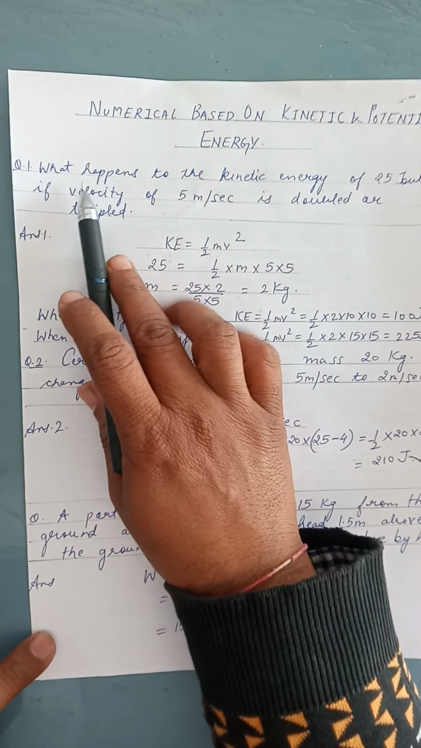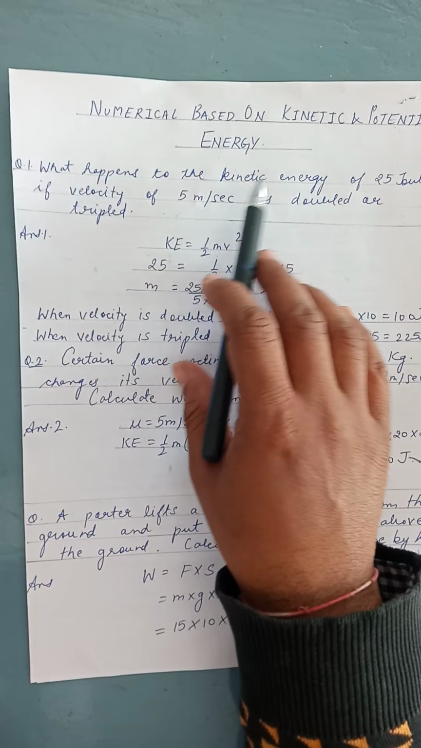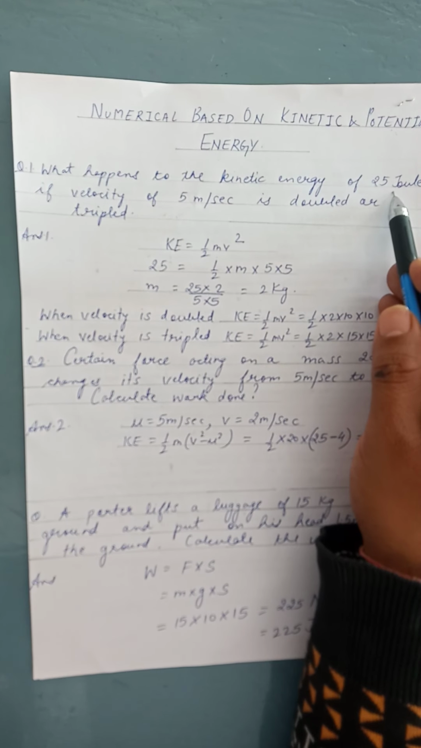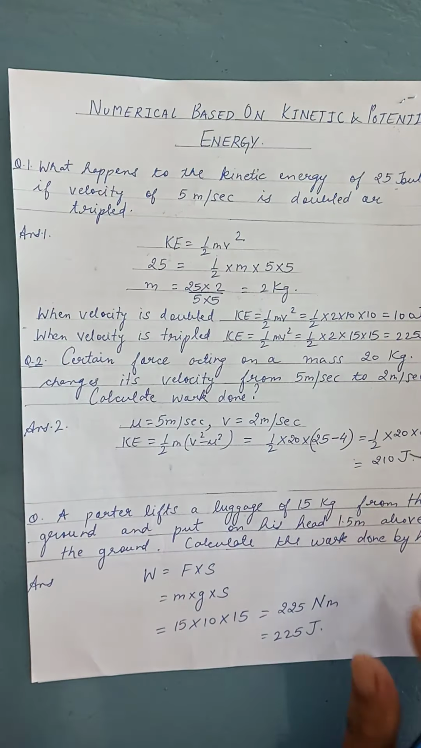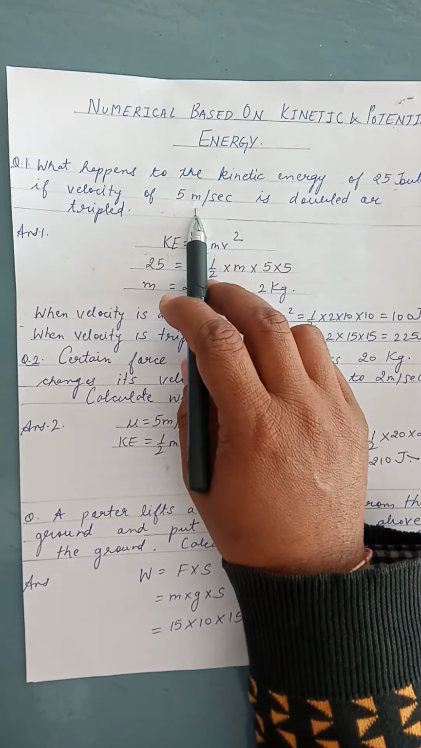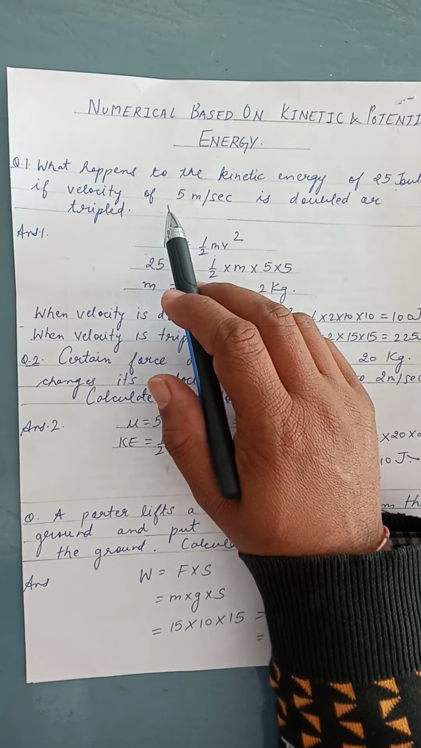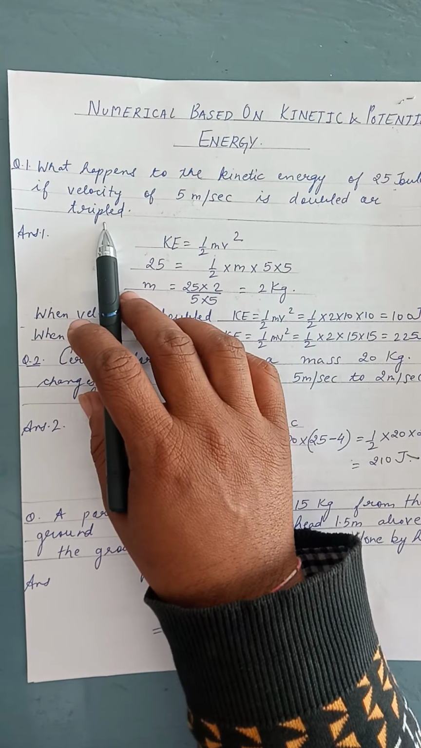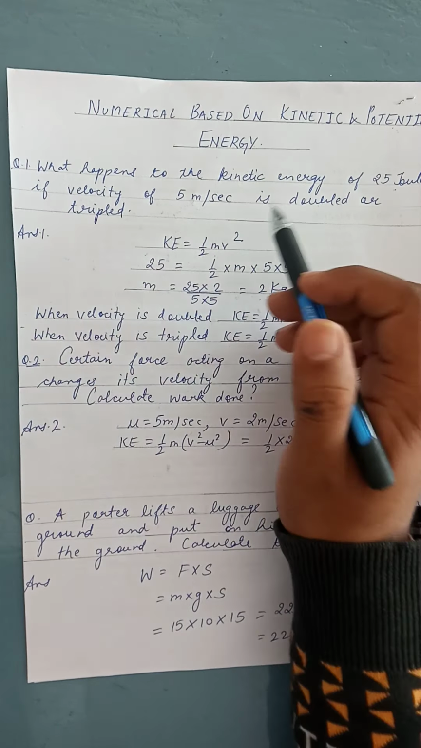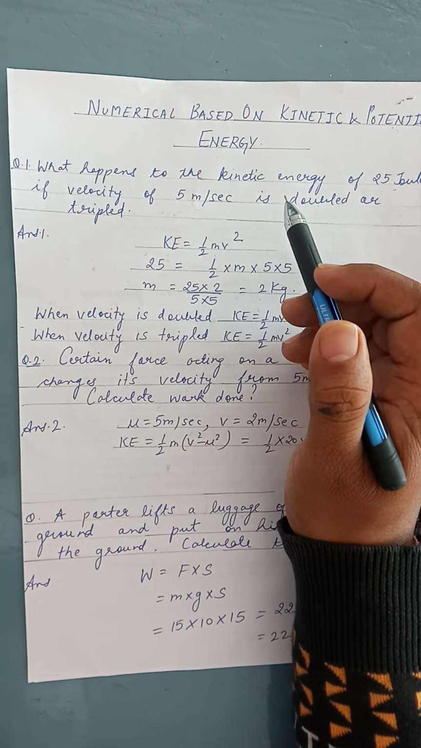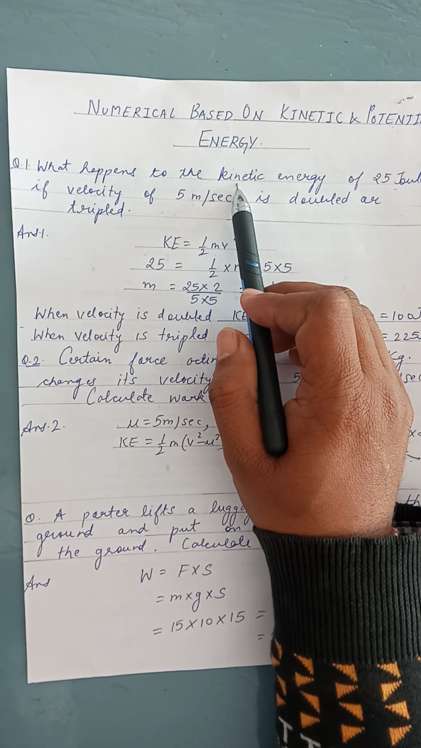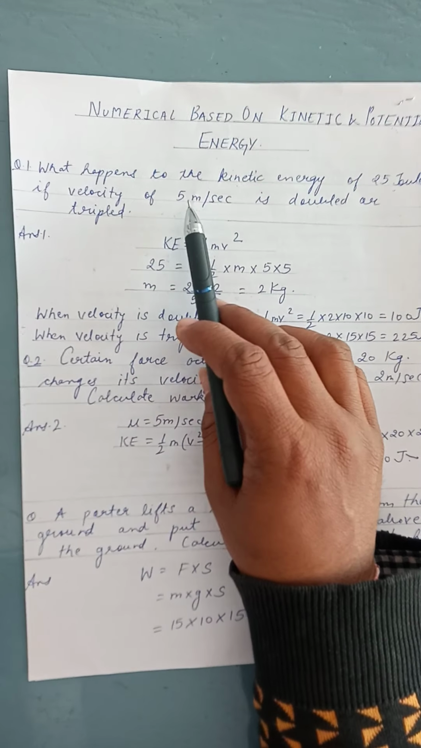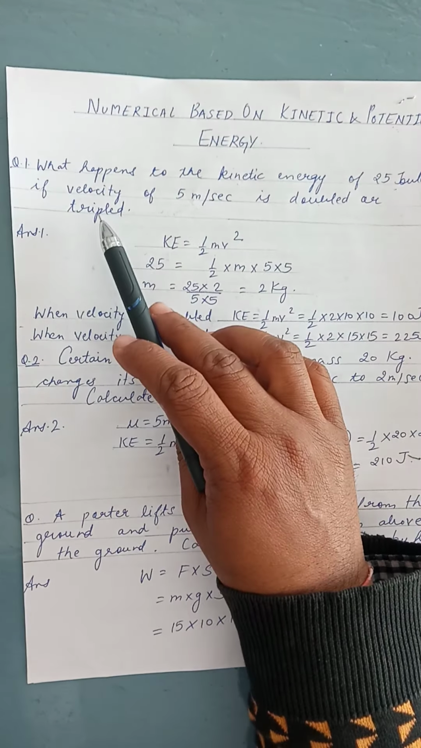First question: what happens to the kinetic energy of 25 joule? Here the kinetic energy is given as 25 joule, and the velocity is 5 meter per second. The object traveling with the velocity 5 meter per second is doubled and tripled. So what you have to calculate? You have to calculate the kinetic energy in both cases, that is, what will happen to the kinetic energy when the velocity of 5 meter per second is doubled and tripled.